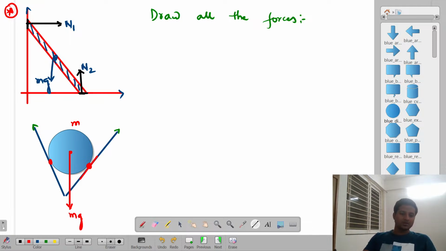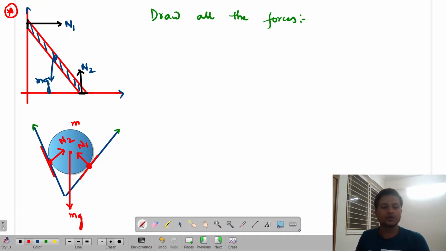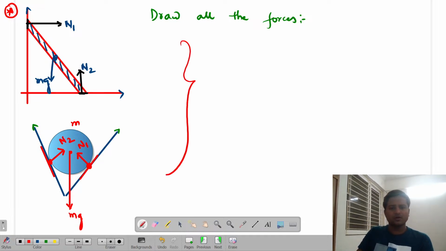Are you able to get me? And on this also one contact, one particular tangent over here. Are you able to get me or not? Now, if these are my two tangents over here, then I'll draw the normal, isn't it? So this is going to be my first normal and this is going to be my second normal. This is N1 and this has value how much? N2. Are you able to get me or not? So basically for all these cases, what we are doing is called a free body diagram.